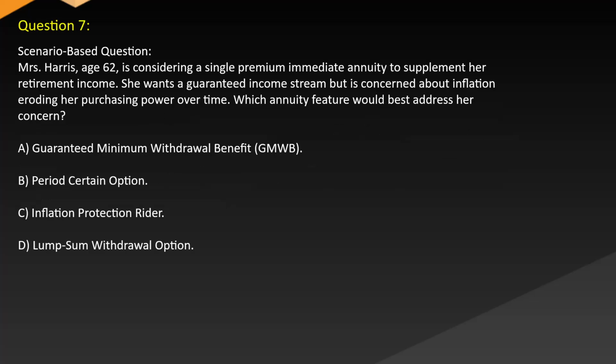Question 7, scenario-based question. Mrs. Harris, age 62, is considering a single premium immediate annuity to supplement her retirement income. She wants a guaranteed income stream but is concerned about inflation eroding her purchasing power over time. Which annuity feature would best address her concern? A. Guaranteed minimum withdrawal benefit, B. Period certain option, C. Inflation protection rider, D. Lump sum withdrawal option.